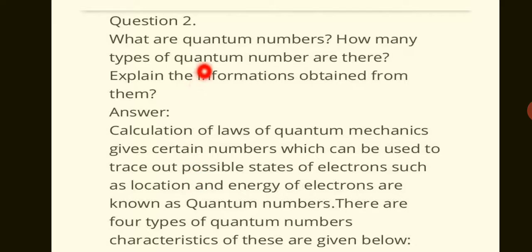So quantum numbers give the information about location, orbital occupied, orientation, shape, and energy of the electrons, which are distributed according to certain rules in different orbitals. So there are mainly four types of quantum numbers. Characteristics of these are given in the next slide.